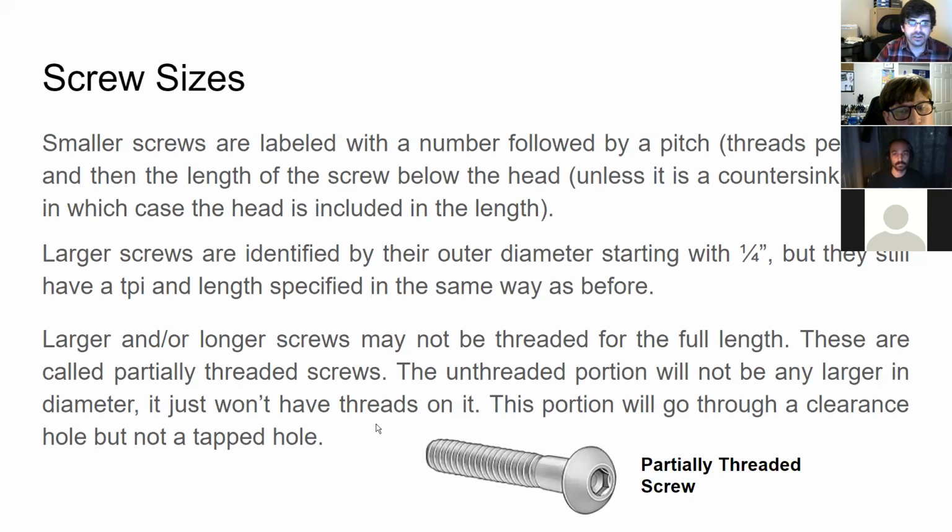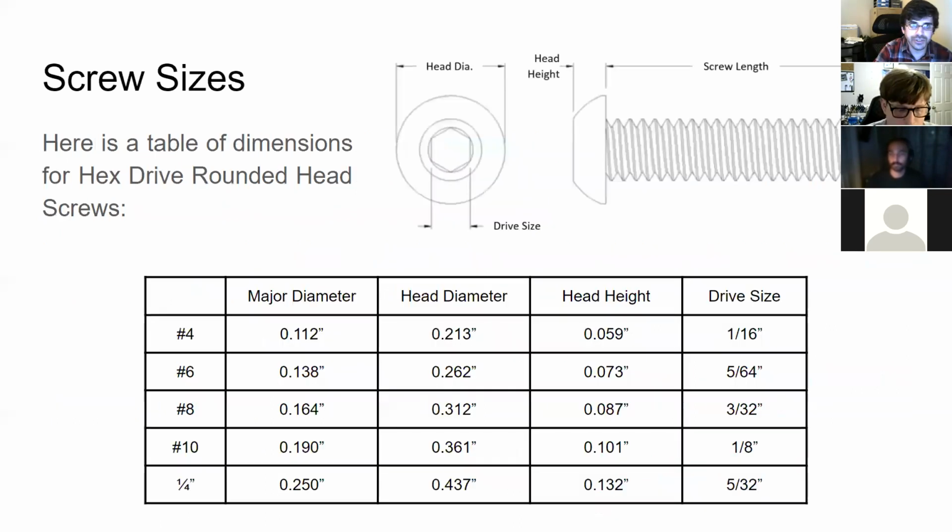Long screws aren't necessarily threaded the full length. Those are called partially threaded screws. A lot of the time when you go on McMaster, you can purchase a partially threaded screw or a fully threaded screw. The fully threaded screws are just more expensive because it took more time and effort to manufacture them. The diameter of the unthreaded portion matches the diameter of the threads, it just won't have threads on it. So it'll stop if you're threading it into a tapped hole, but if you're just passing it through a clearance hole, you will not have any issues.